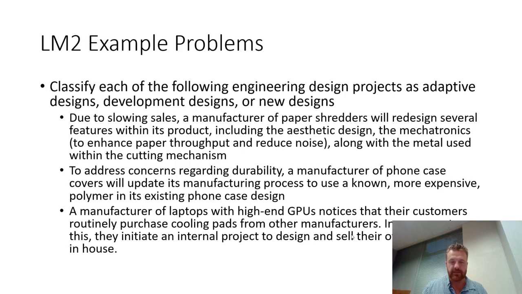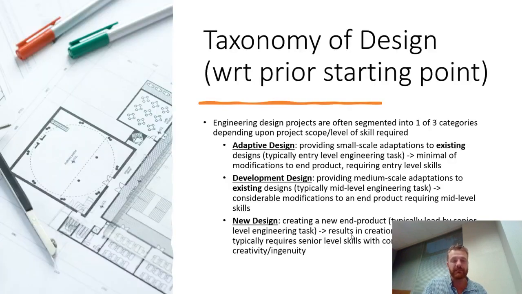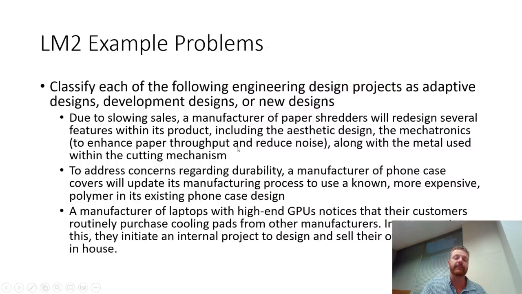Second, to address concerns with durability, a manufacturer of phone cases will update its manufacturing process to use a known, more expensive polymer in its existing phone case. So we've got a phone case that we make now, maybe it's something like this, and we're going to keep it exactly the same way. We're just going to use a new material that has better durability. So we're starting from an existing design, right? And we're only making one small modification to the actual material that we're using. So most would agree, I think, that that is an adaptive design, definitely.